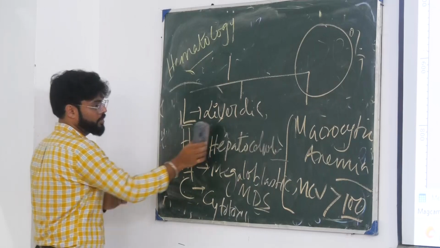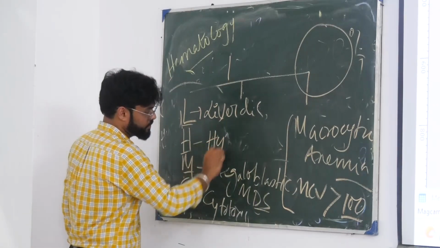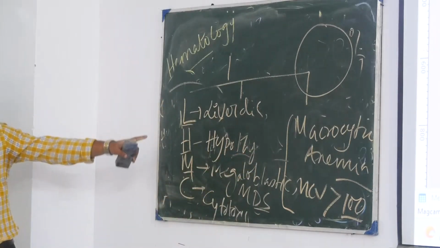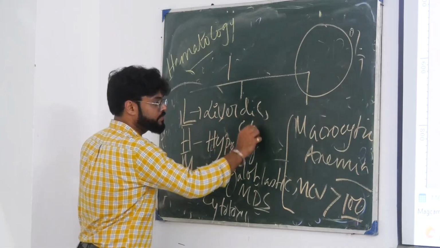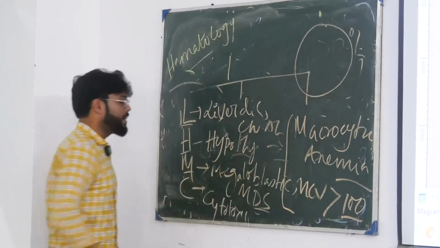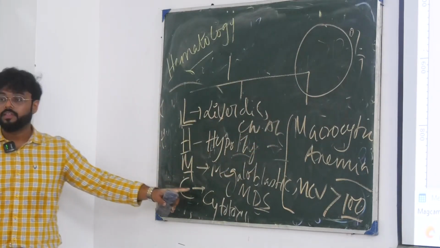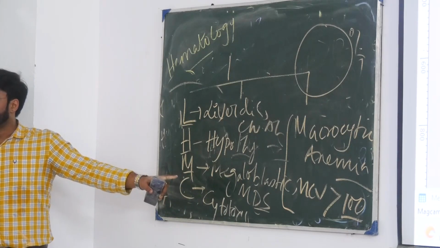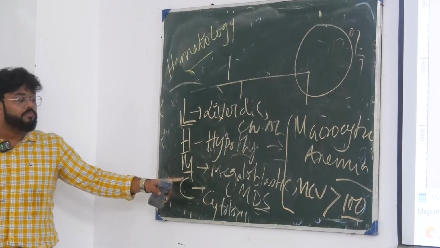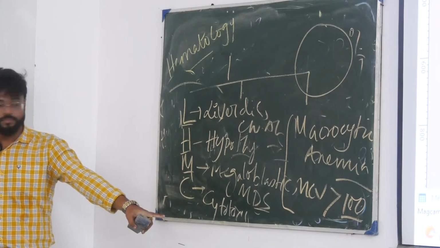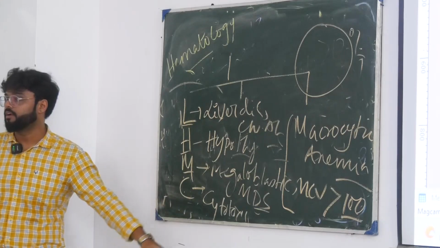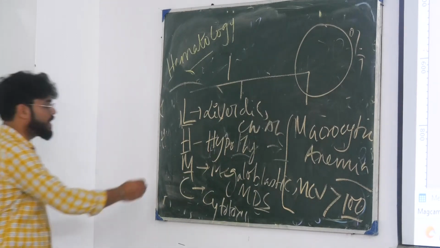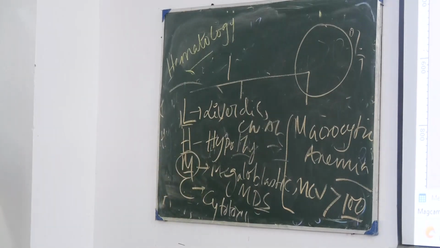Remember hypothyroidism like this, H for hypothyroidism. Hypothyroidism. L for liver disease and chronic alcoholism. H for hypothyroidism, that is Hashimoto's thyroiditis. M for megaloblastic anemia, myelodysplastic syndrome, two causes, and C for cytotoxic drug. Lady Hardinge Medical College. Most importantly, megaloblastic anemia is in your syllabus.